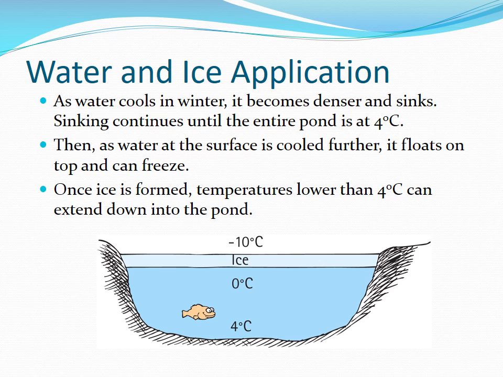As water cools in winter, it becomes denser and sinks. Sinking continues until the entire pond is at 4 degrees Celsius. Then, as water at the surface is cooled further, it floats on top and can freeze. Once ice is formed, temperatures lower than 4 degrees Celsius can extend down into the bottom of the pond.